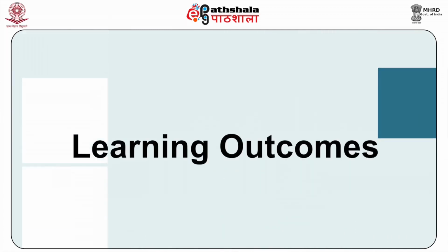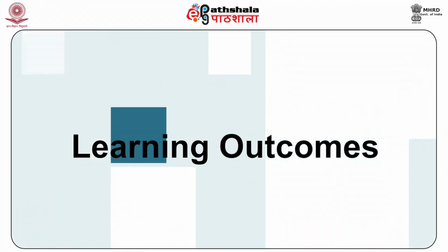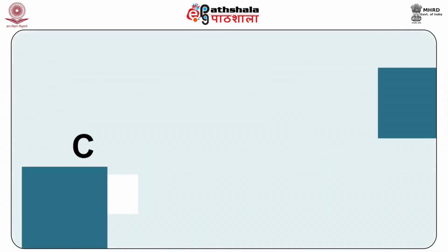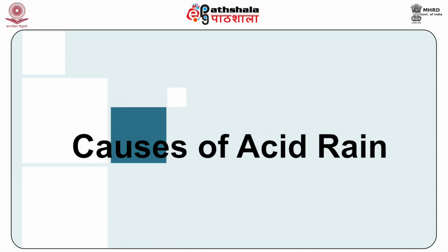But scientists started extensively studying and observing the occurrence of this phenomenon only during the late 1960s. In Russia, China and regions downwind from these places, industrial rain has become a substantial setback. After studying this module, you shall be able to know about acid rain, know about global climate change, and know about the flood-drought cycle. Moving on to discuss the causes of acid rain.